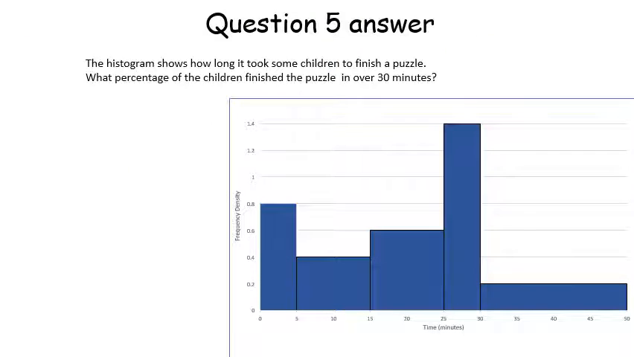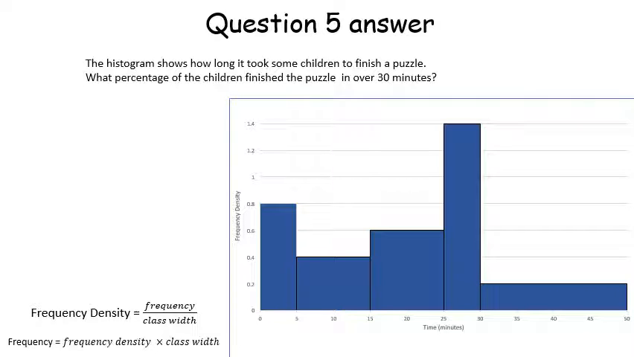Question 5. Using the formula, we can work out how many children in each time period completed the puzzle. 0.8 times 5 is 4, so 4 children completed the puzzle in under 5 minutes. 4 completed the puzzle between 5 and 15 minutes, 6 completed the puzzle between 15 and 25 minutes, 7 completed the puzzle between 25 and 30 minutes, and 4 completed the puzzle between 30 and 50 minutes.